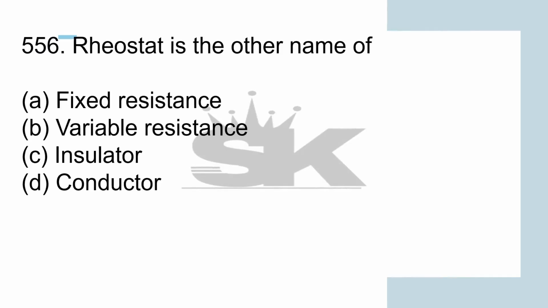Rheostat is the other name of variable resistance. A rheostat is a variable resistance which is used to control current. They are able to vary the resistance in a circuit without interruption.